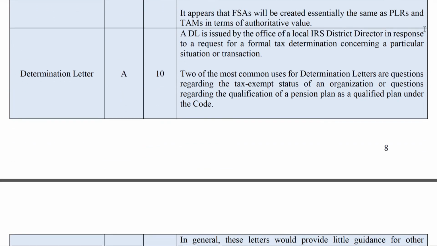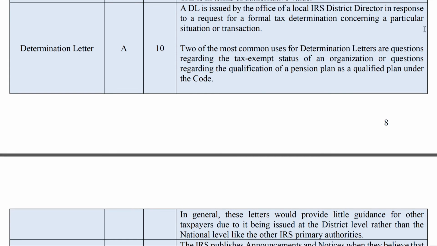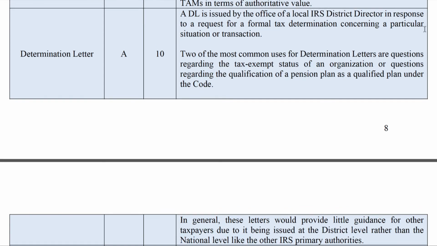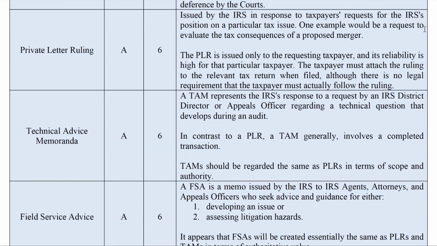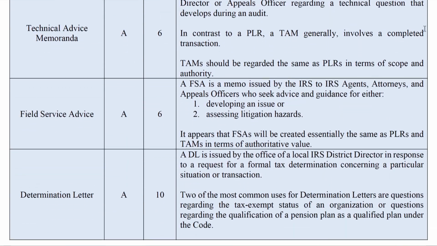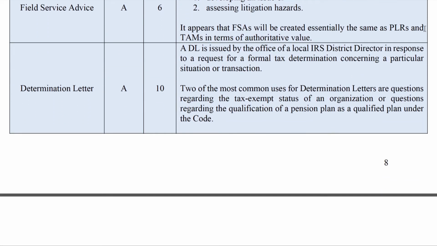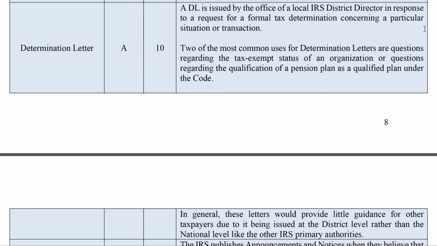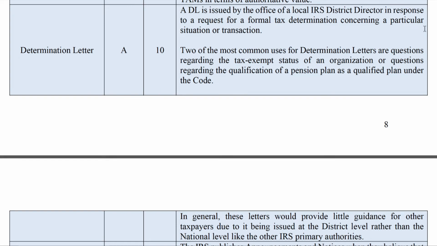Determination letters are at the bottom of the totem pole. They're a 10, and a DL, a determination letter, is actually issued by the office of a local IRS district director. So it's not national. All the previous ones I mentioned, private letter rulings, technical advice memoranda, field service advice, are all from the national office. This is from a district office. Okay. So it's not as high.